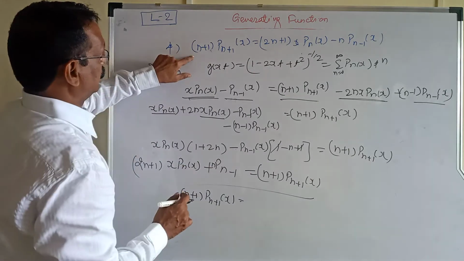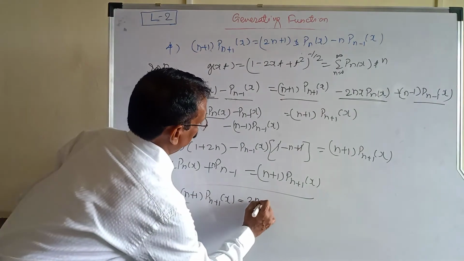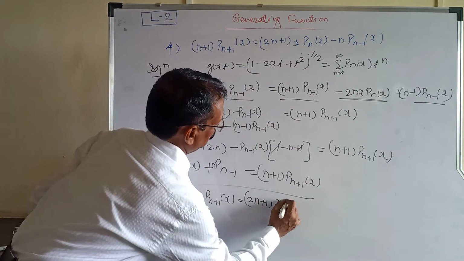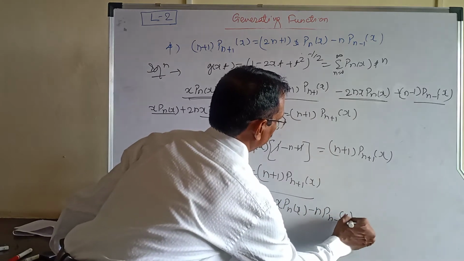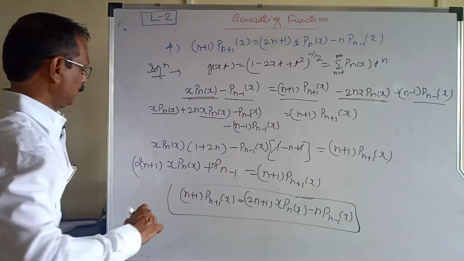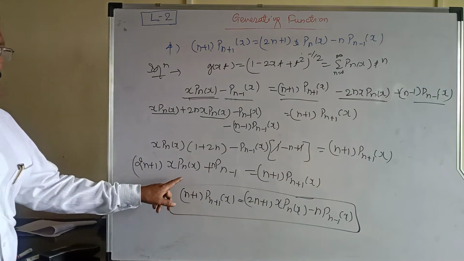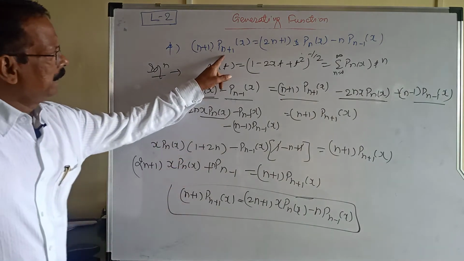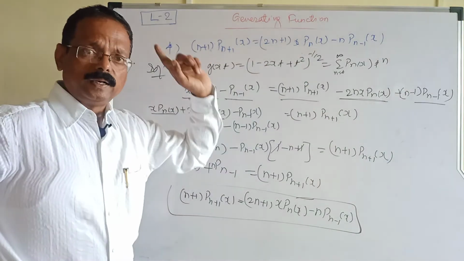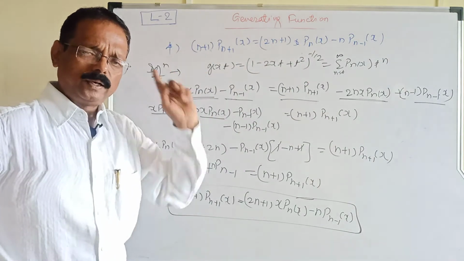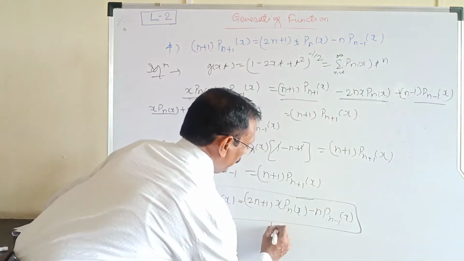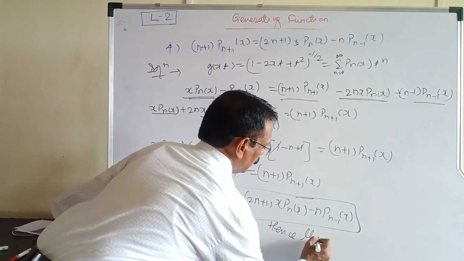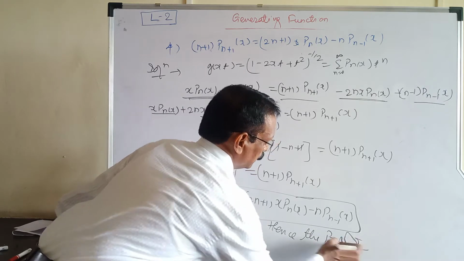Write the same equation here: it is equal to 2n plus 1 x into Pn of x minus n into Pn minus 1 of x here. So this is the solution here. So rewriting the term here, we get the same equation. But remember, if there is Pn plus 1, Pn minus 1, differentiate the generating function with respect to t here, and we get the result. So we write here, hence the proof. You get the full marks here.